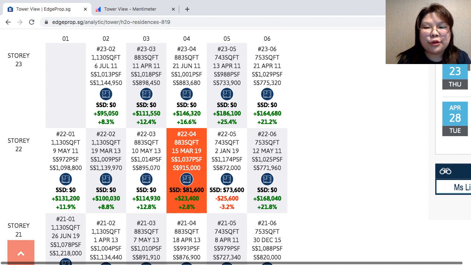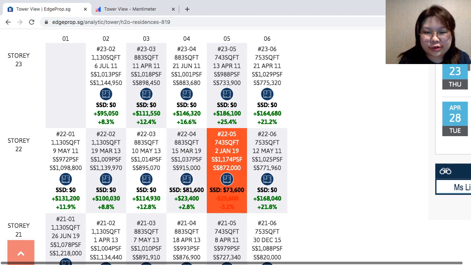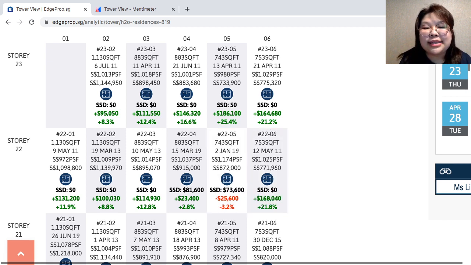What about those that are making a loss? For example, 2205. Same thing, take the price they paid for. So in this case, 872,000. Seller's stamp duty always plus. So plus 73,600. And then since there is a negative here, thereafter you minus 25,600. That would be your edge fair value.